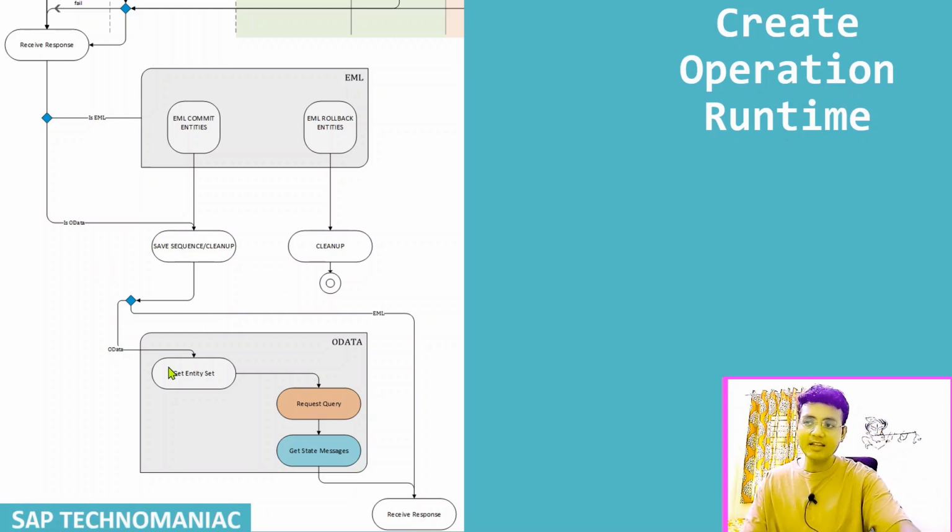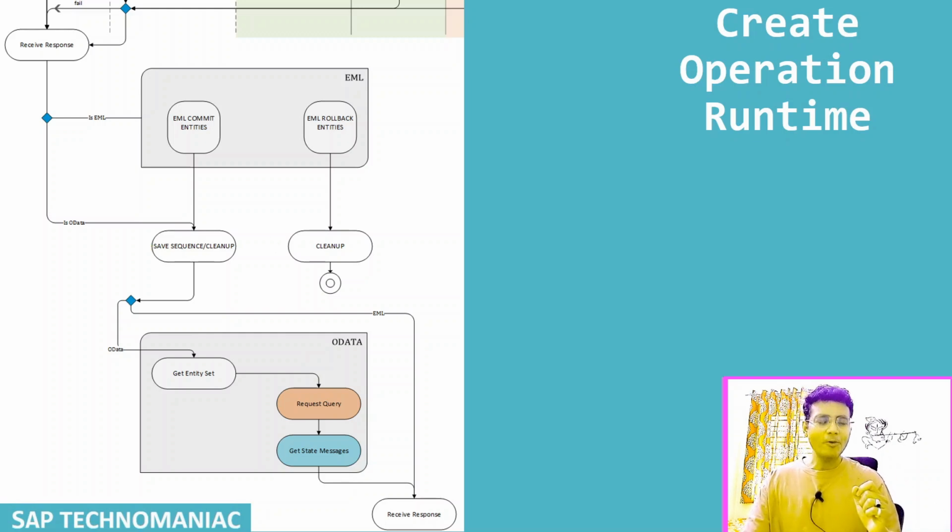Once everything is done, it will again call the get entity set method, get the data back, and display it in the front end, whatever has been created. So this is how the create operation is called during that transactional phase. And the save sequence, we already saw how it is called.